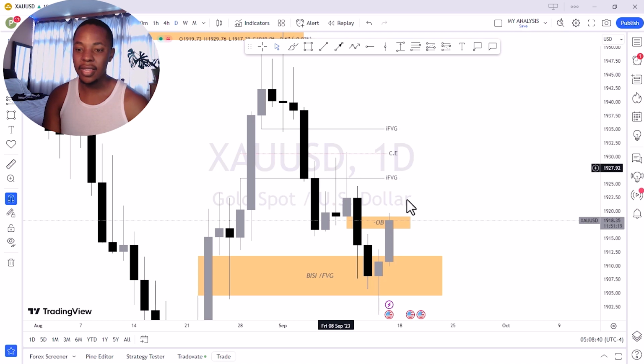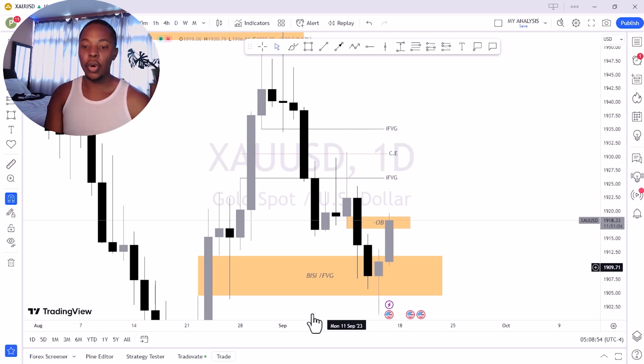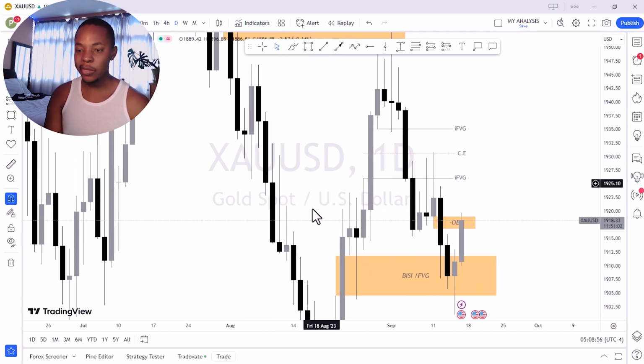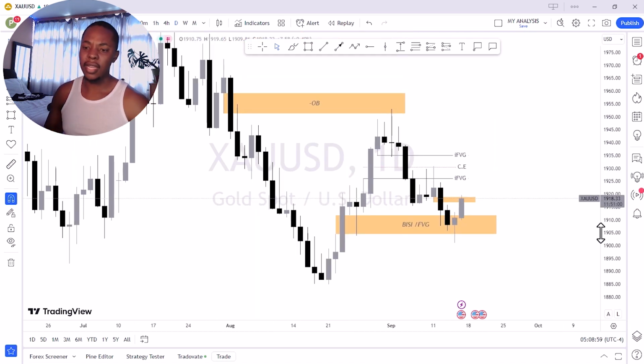fair value gap here. So yeah, I'm just expecting it to break all of this and then come back down to respect this fair value gap here, or just use the consequent encroachment of that fair value gap, and then just go up. So that's what I have for this week.